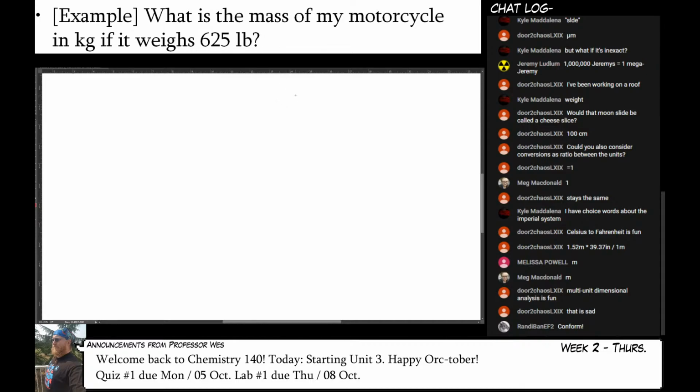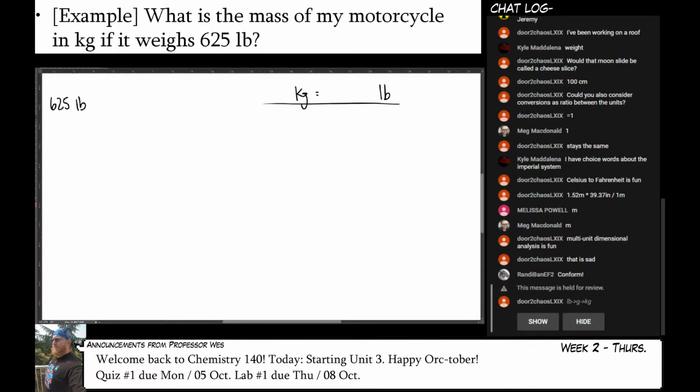What am I converting to? So I have kilograms and pounds here. And I need to turn 625 pounds into kilograms. But I'm going to need some sort of relationship here. So we need to go look that up. Where should we go look this information up? Well, let's go find Google. What does Google say? Google says kilograms to pounds.